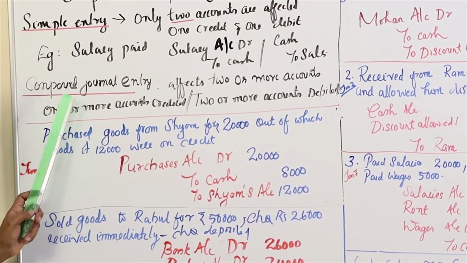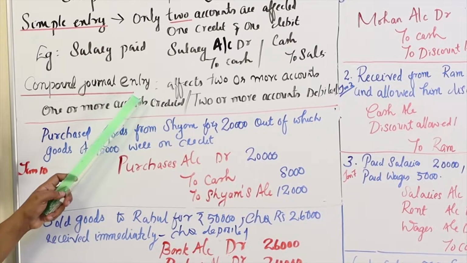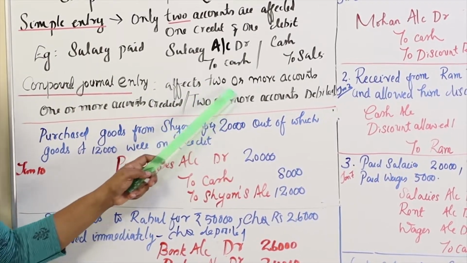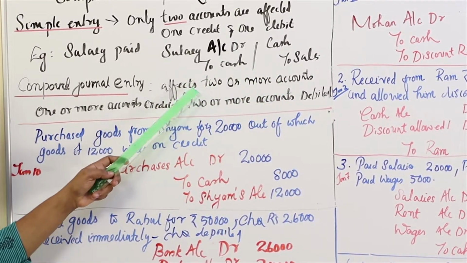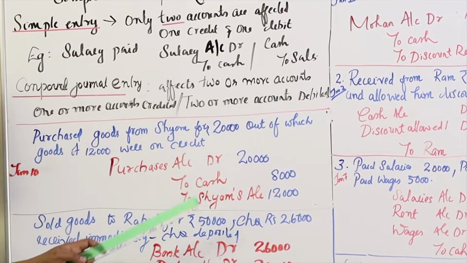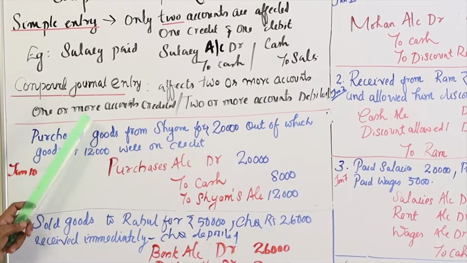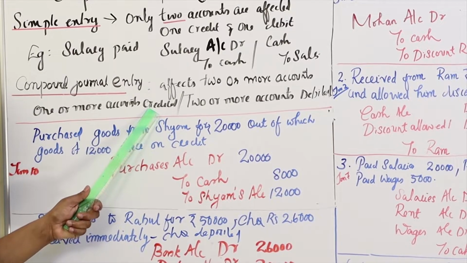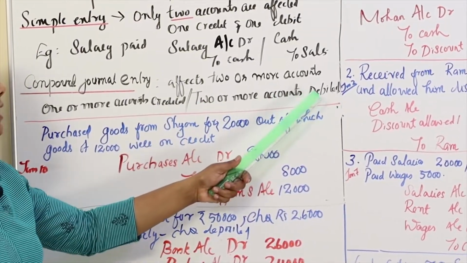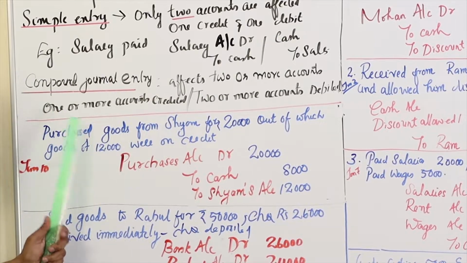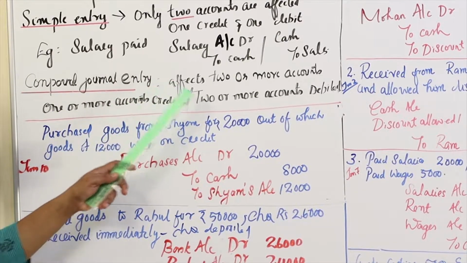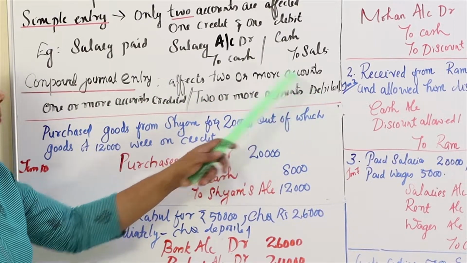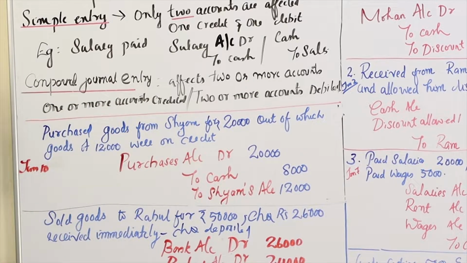Then a compound entry means entries affecting two or more accounts. So that is known as a compound entry. So there will be one or more accounts credited and two or more accounts debited. It can be the opposite also. So one or more accounts credited and two or more accounts debited. Okay, so that is a compound entry.